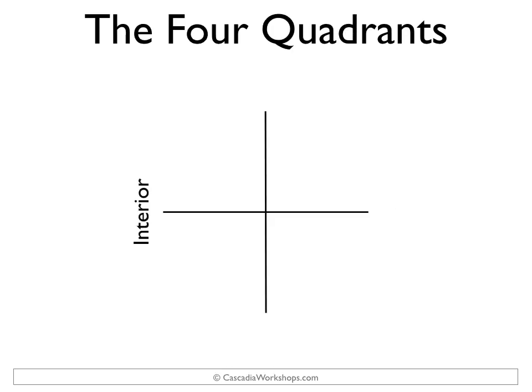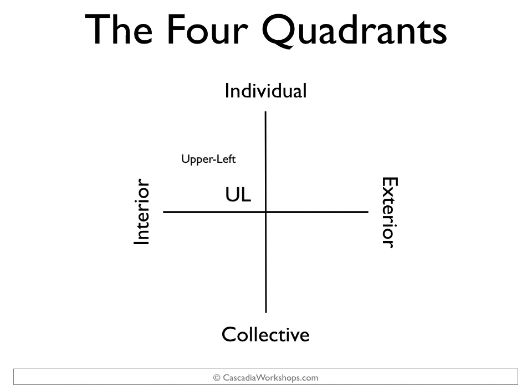So every quadrant has an interior dimension, and it also has an exterior dimension. I'll be giving you increasing examples of this. Every holon also shows up in an individual expression, but holons also show up in a collective expression. Now, Ken calls these the upper left quadrant. We'll use UL for shorthand. The upper right quadrant, the lower left quadrant, and the lower right quadrant.